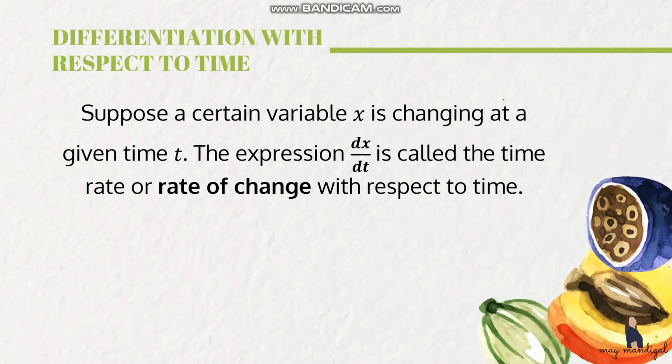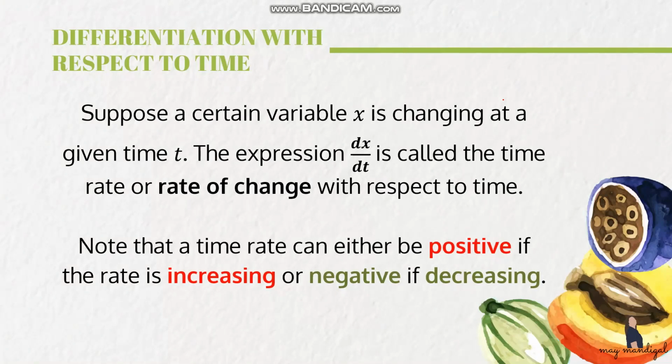Suppose a certain variable x is changing at a given time t. So the expression dx over dt is called the time rate or rate of change with respect to time. So let's say again, this variable x is changing at a specific time. So we will write this expression dx over dt, or this is the rate of change in x with respect to time. Note that a time rate can either be positive if the rate is increasing or negative if it is decreasing. It depends on the variable that is involved here, but again, if the value is increasing, then it should be positive, and if it's decreasing, then it's negative.